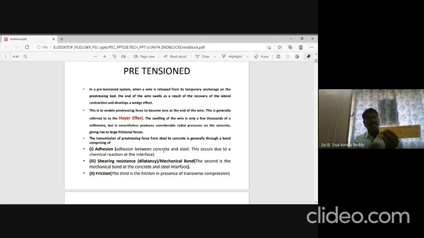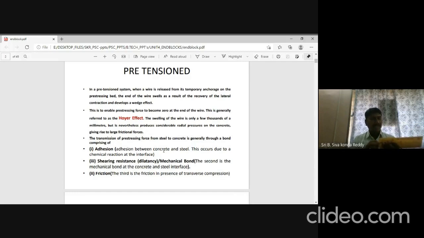Releasing this, now this end is very free to expand. Whenever you go to the interior, you have some concrete mass which is going to hold this. But at this end, your cable is very free to expand. Got it? Some wedge is going to get developed. This is to enable the pre-stressing force to become zero at the end of the wire.